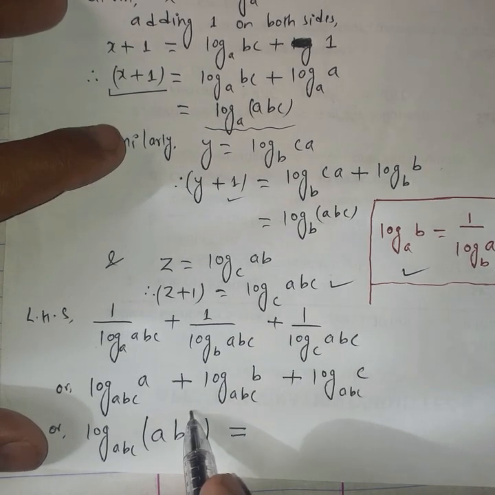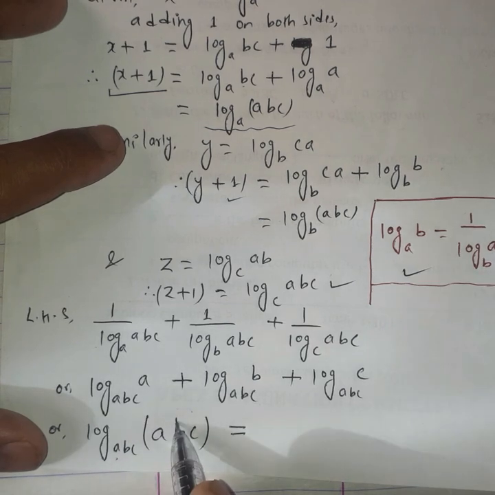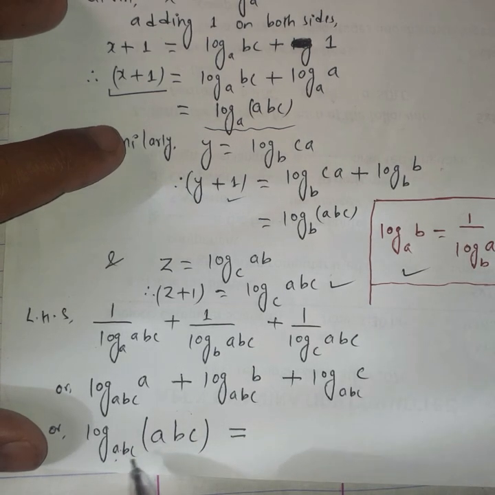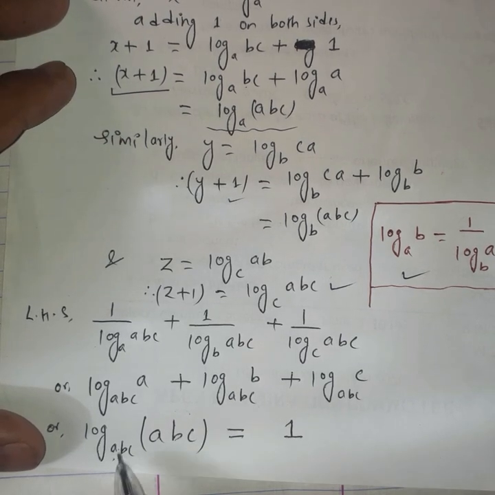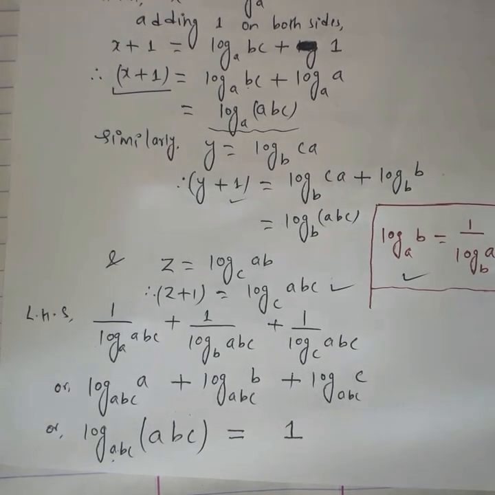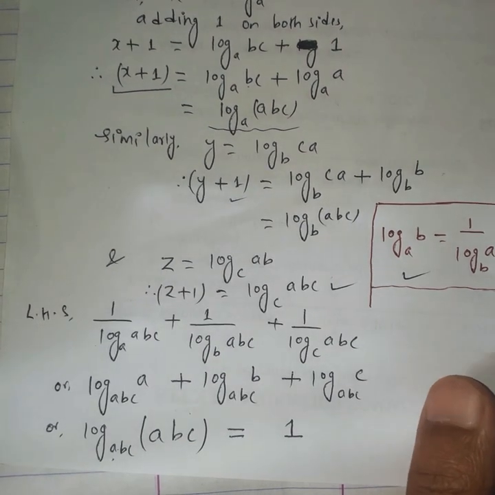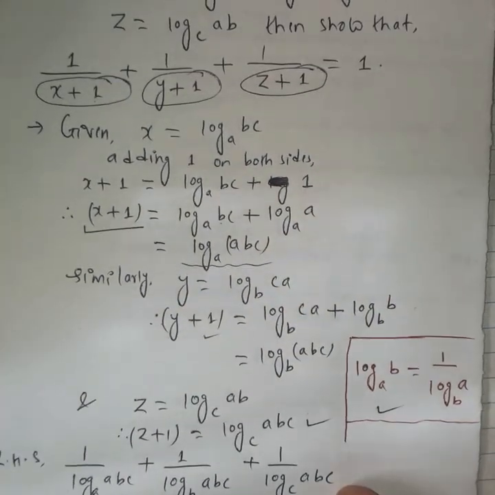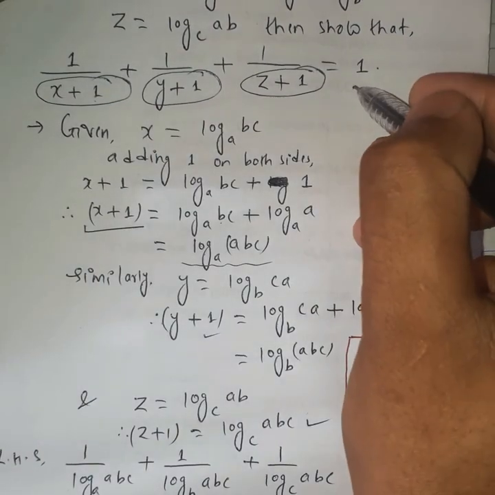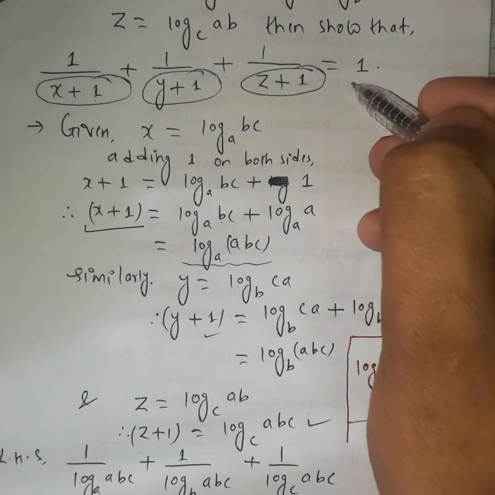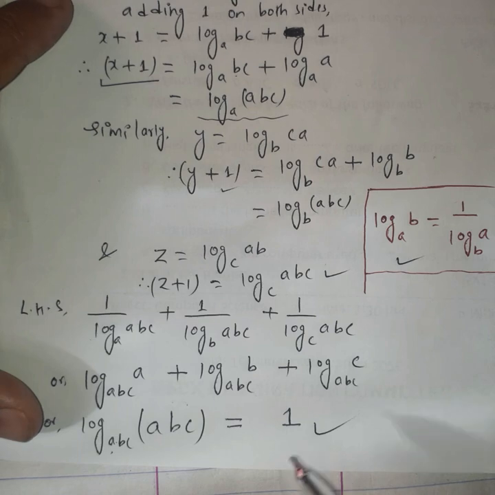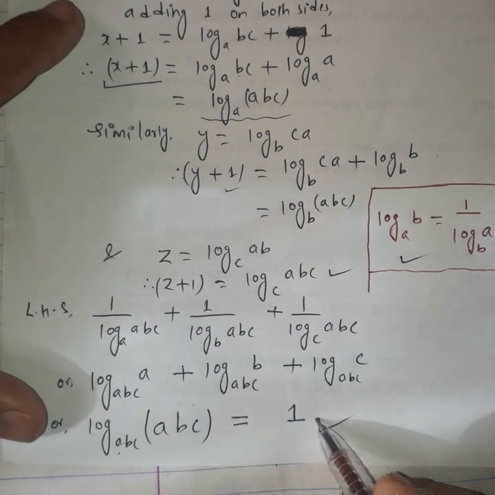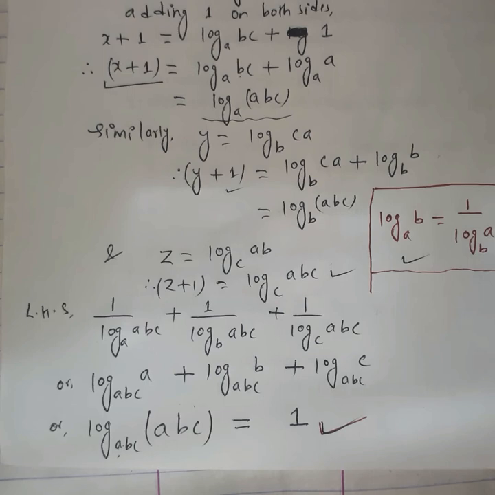Here the argument and the base are the same. If any logarithm has the same argument and base, then the result will always be 1. Please remember this very important point. If the argument and the base of the logarithm are the same, then the result will always be 1. Finally, we have got the result that the left hand side is 1, and this was our target. We have proved that the left hand side equals 1, and we have completed our target.